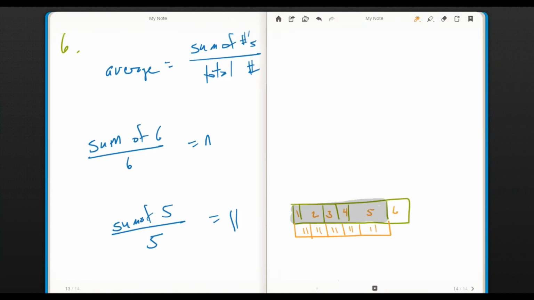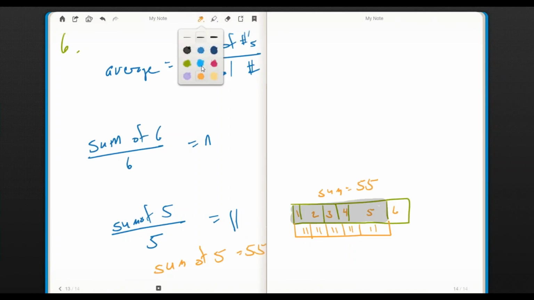Pretend like they're really equal. So what that means is the sum of these 5 is equal to 55. That's what an average means, right? If the sum of 5 numbers, very important, if the sum of 5 numbers divided by 5 is 11, then the sum of the 5 numbers is going to equal 55.